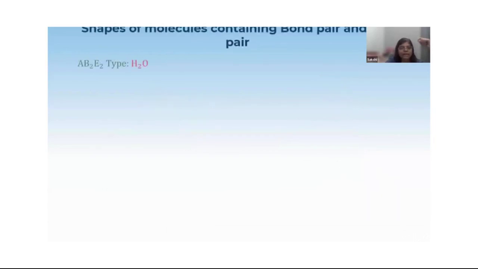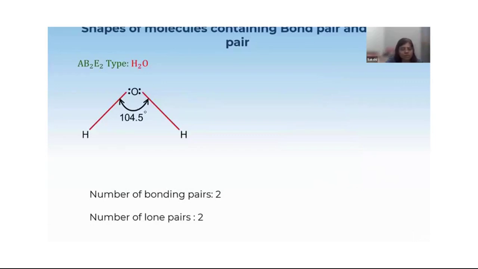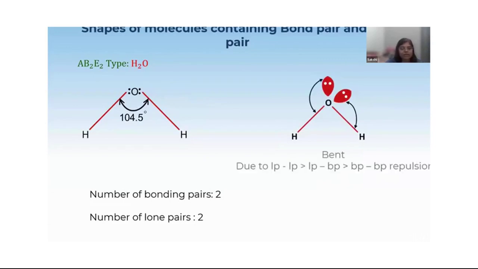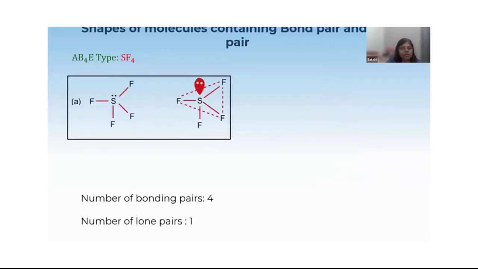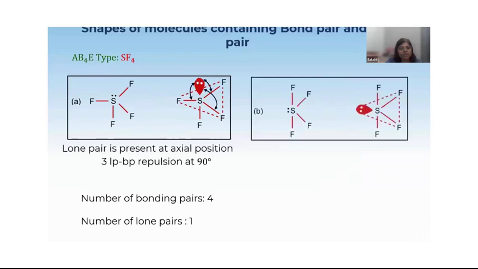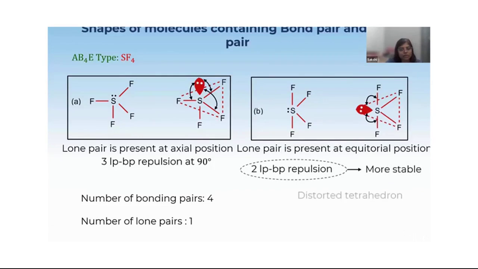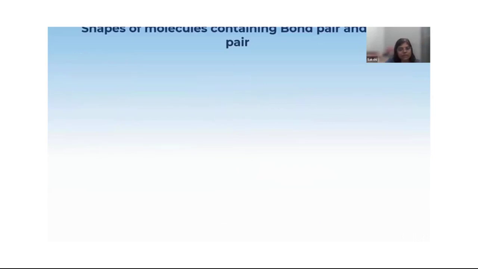Okay. Next is H2O. We already know that the number of bonding pairs is 2, the lone pairs are 2. The shape is again bent, right? Because of the repulsions. Next, I have the SF4 molecule. The number of bond pairs is 4, the lone pair is 1, right? Can you tell me the shape? The shape is seesaw, right? The lone pair is present at the equatorial position to minimize the repulsion. As I already told you, you can see on the slide, it's seesaw.